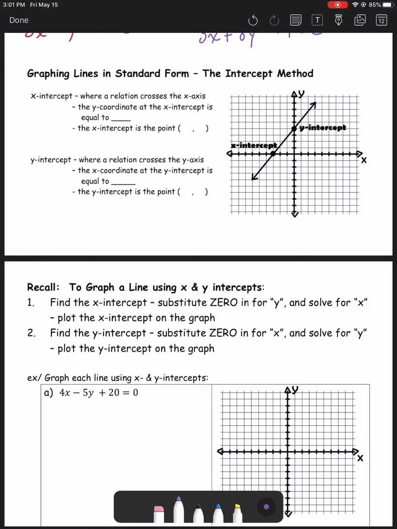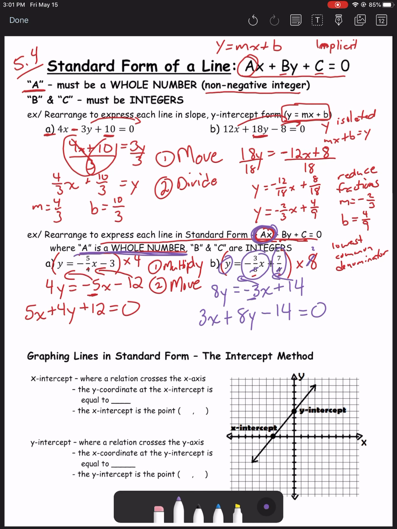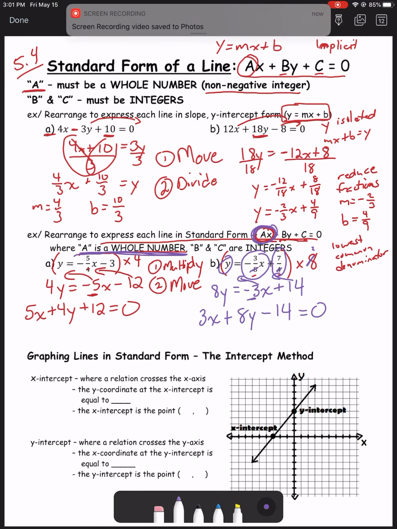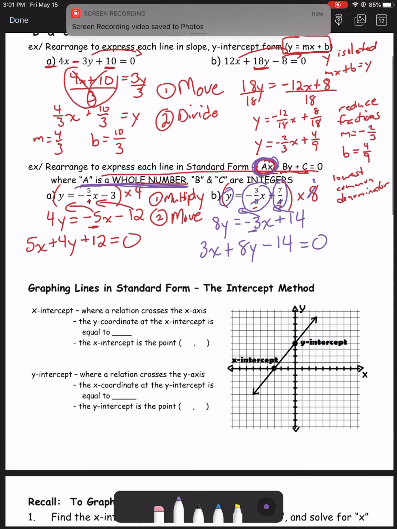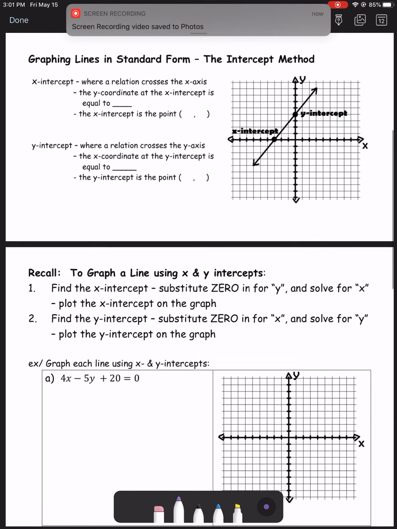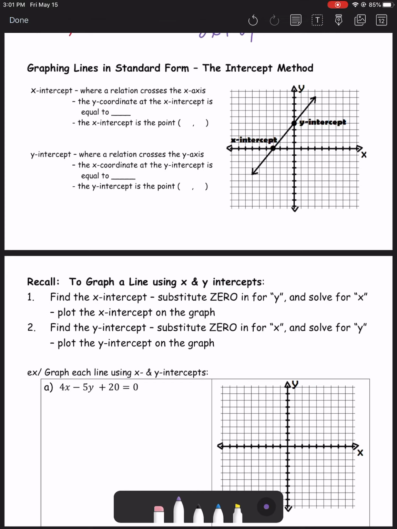All right, so this is lesson 5.4, standard form of the equation of a line. And right now we are going to take a look at graphing in standard form. We've actually done this kind of graphing before.